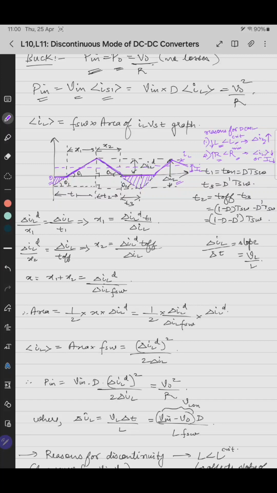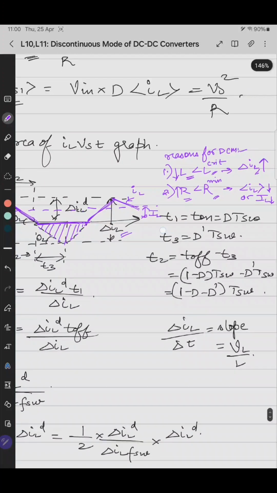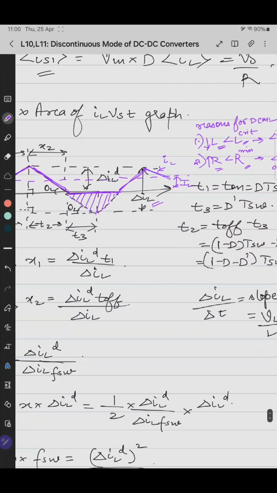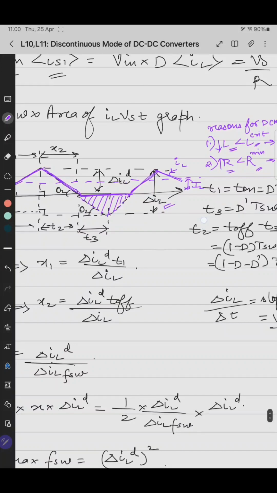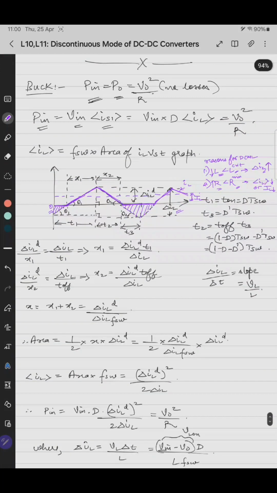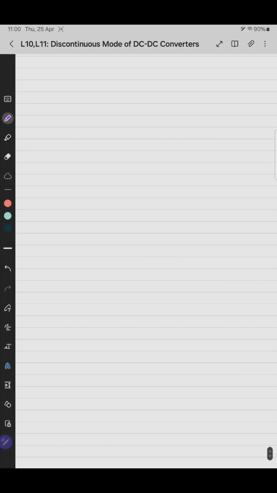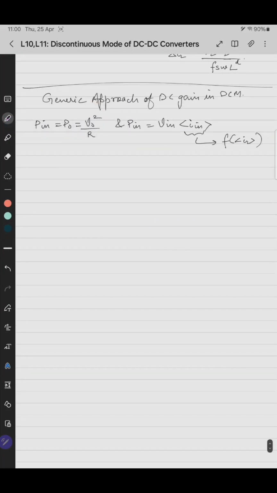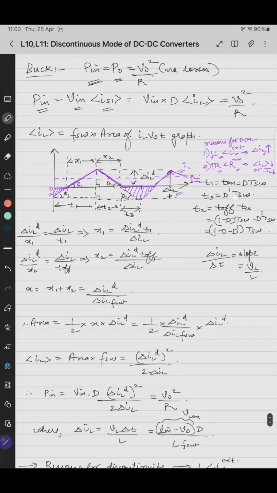So we'll assume that we don't know the exact reason of discontinuity. We'll assume that both the inductance and the value of load in the converter are different from those in the CCM, but the rest of the things are the same, that is the value of Vin, V0, switching frequency, everything else is the same. So we'll assume that L in this case is LD and R in this case is RD. So in DCM, L equals LD and R equals RD, that is discontinuous mode. So that's why the waveform is like this.